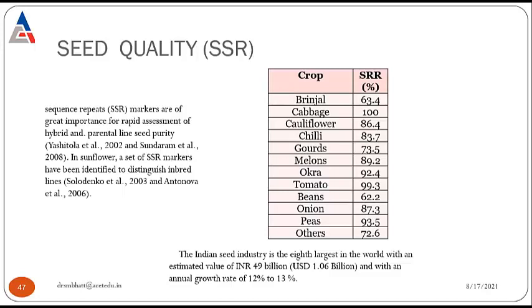SSR percent is how much purity is there? So you can see tomato 99% pure, beans 62. So you can know if these are hybrid or these are pure based on the percentage of SSR completion.